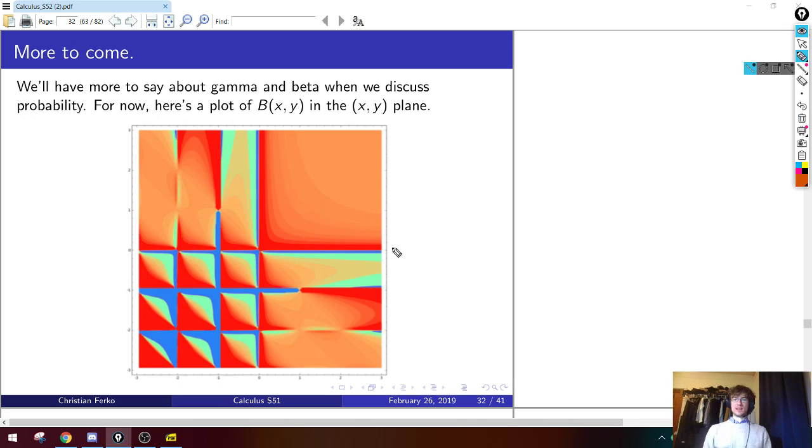Here's what the beta function looks like. Remember, it takes in two arguments, x and y. So if you feed in an x and a y, you get some answer, which is a number, and the number is here shown with color as shading.